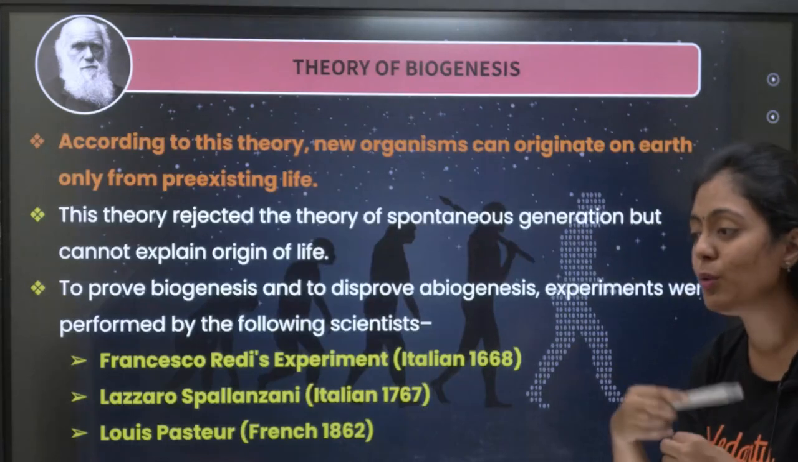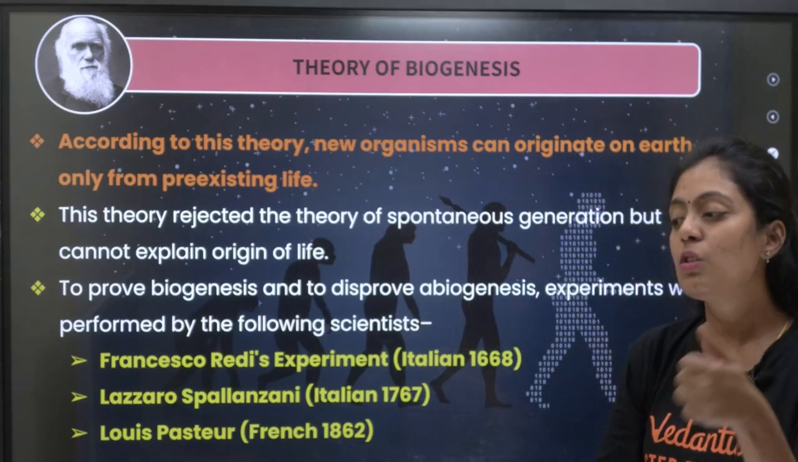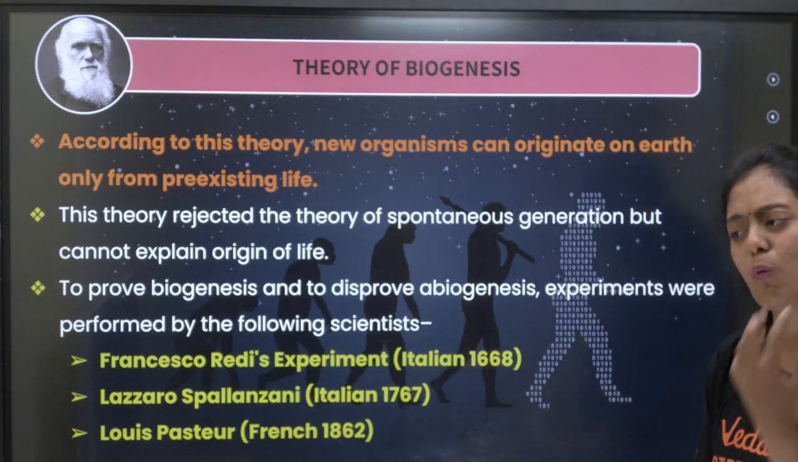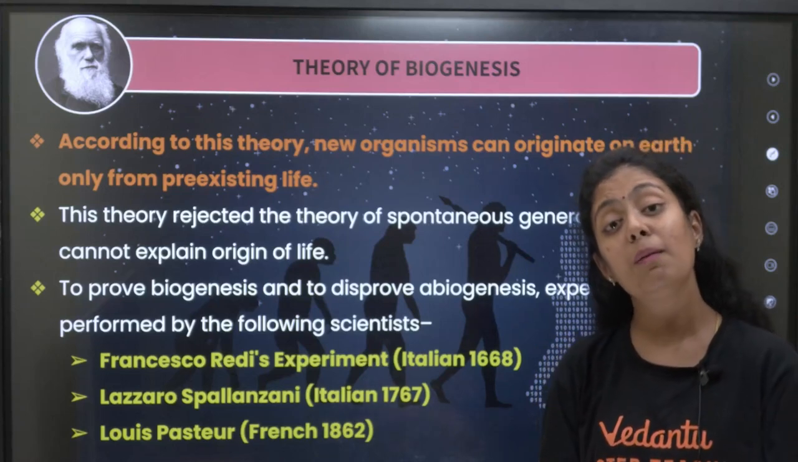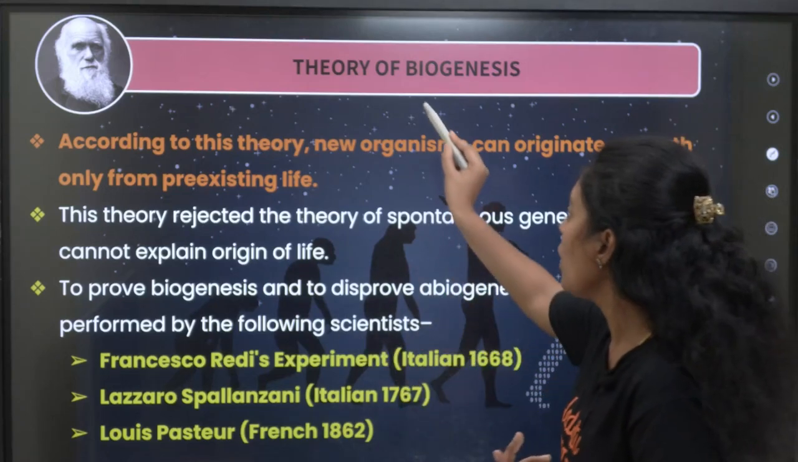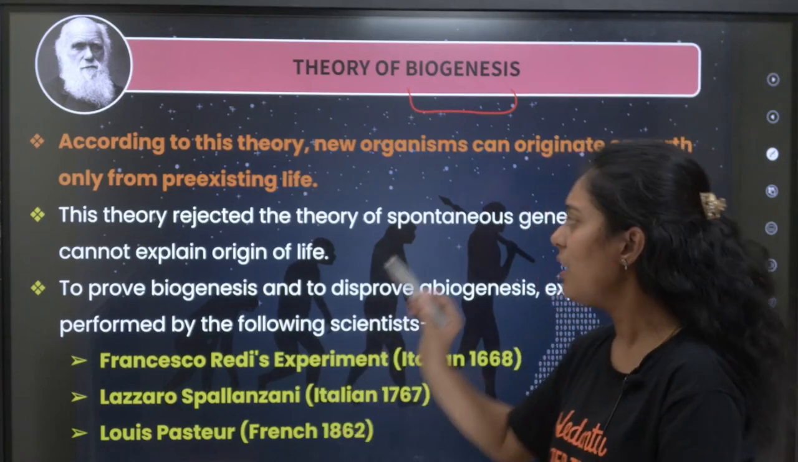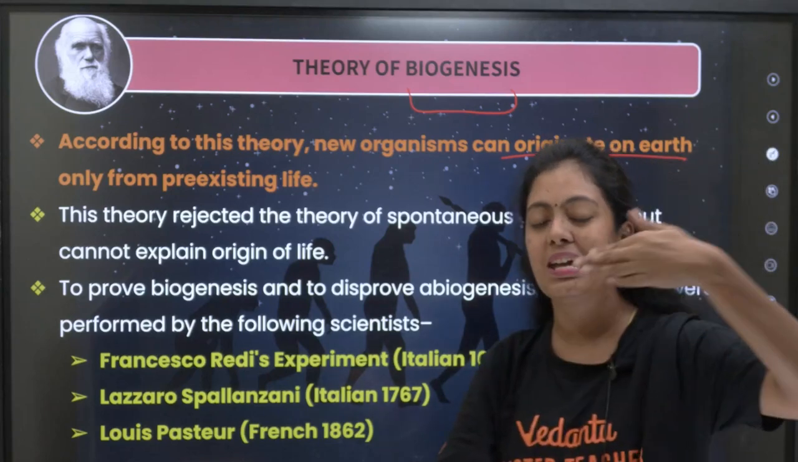We also had a few scientists who disproved abiogenesis. They were Francisco Redi, Spallanzani and Louis Pasteur. A very important point: who disproved abiogenesis? They disproved abiogenesis. What should they prove? They should prove biogenesis. According to this theory, a new organism can originate on earth only from pre-existing life.